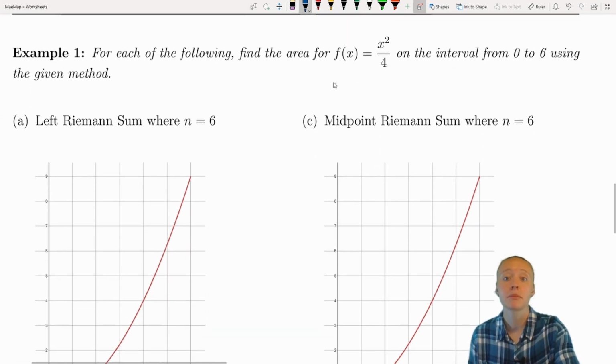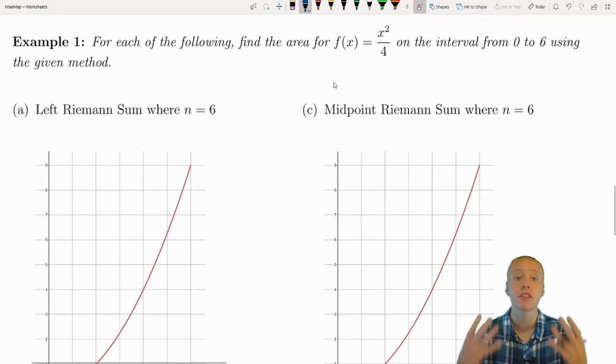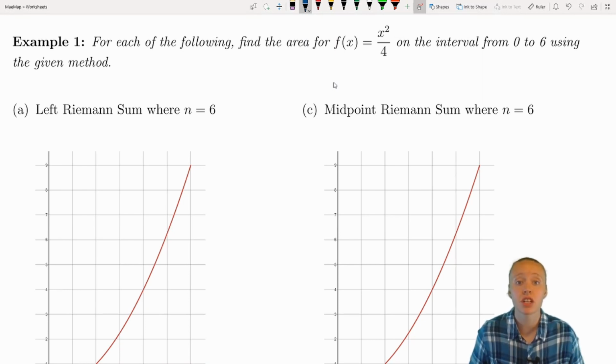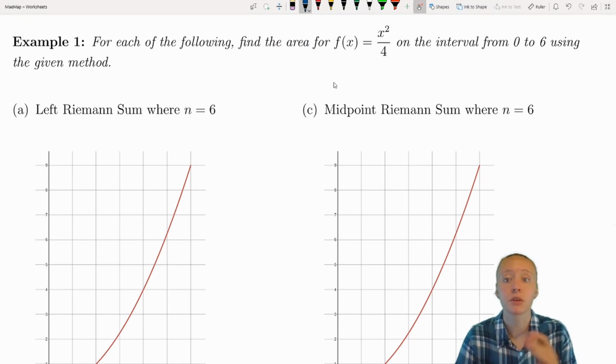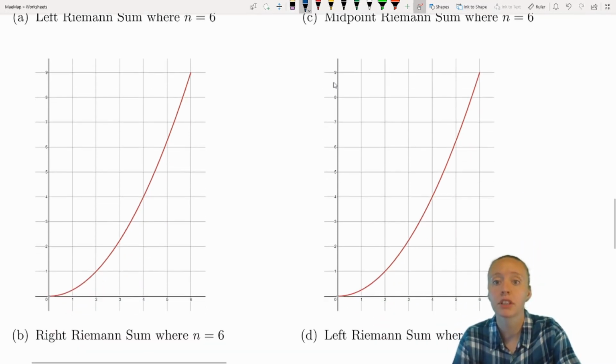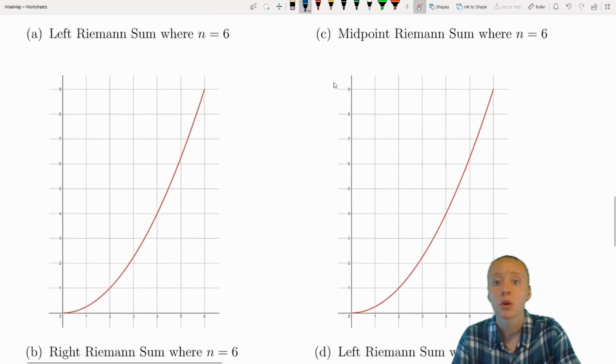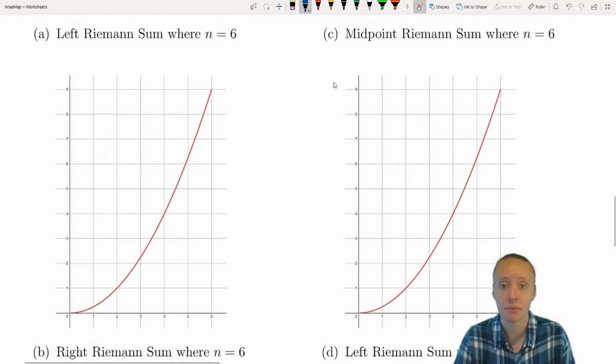So now actually applying this and going through the methods of calculating the area, for each of the following, we're going to find the area of our function f of x equals x squared over 4 on the interval from 0 to 6, and we're going to use the given methods. So in part A, we're going to use left Riemann sum, where we have 6 subintervals.